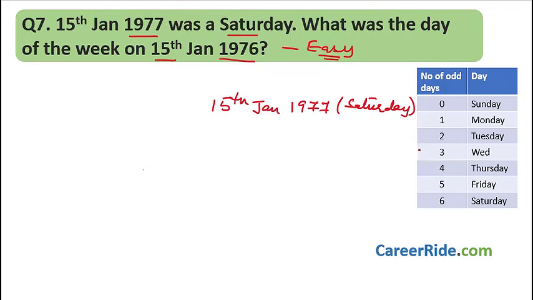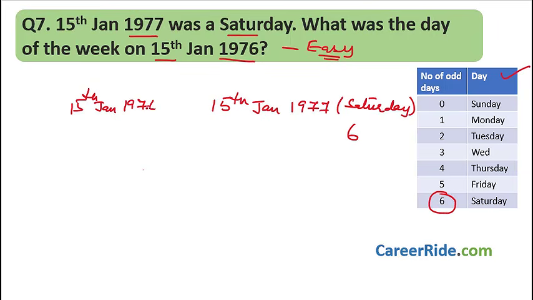Now from the code table of the days, see this table on the right hand side. We already know this table, we have seen it earlier also. So our code for Saturday is what? It is 6. So write 6 here. Now what is given to you about 1976? 15th of January 1976.